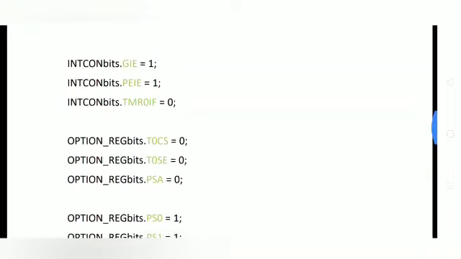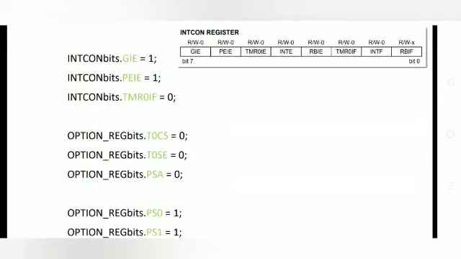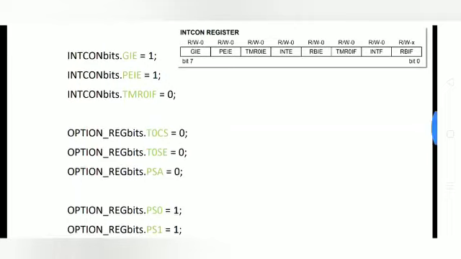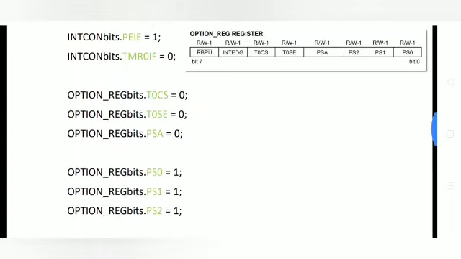These are the initializations of the interrupt and option register bits. Whenever the timer overflows, an interrupt is given to the PIC microcontroller, so these bits are initialized. The Timer 0 interrupt flag is set whenever the timer overflows. The next one is the option register, which is generally used to select the clock pulses.